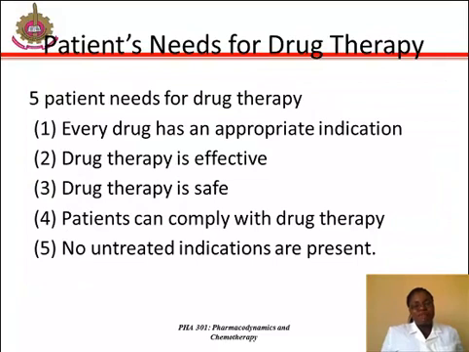What are patient needs for drug therapy? 5 patient needs for drug therapy have been identified. 1. Every drug has an appropriate indication. Then drug therapy is effective. Drug therapy is safe. Patients can comply with drug therapy. Then, last but not the least, no untreated indications are present.